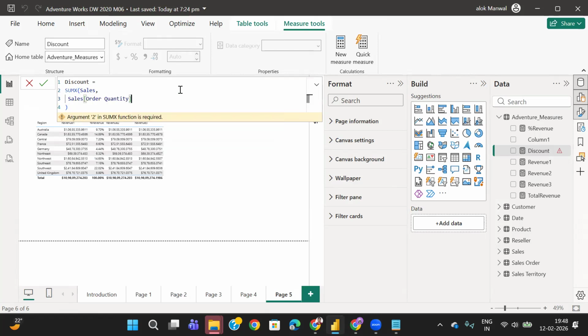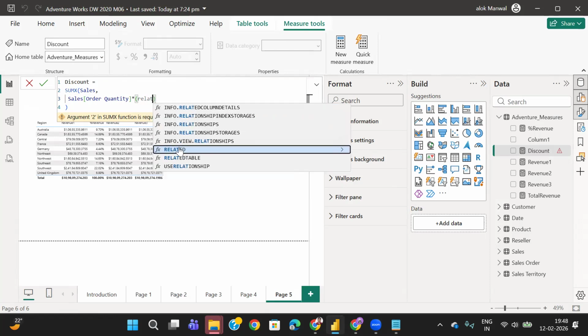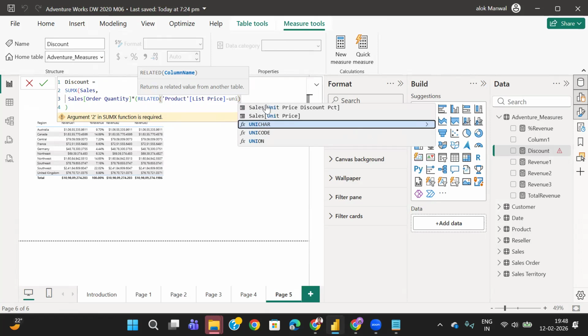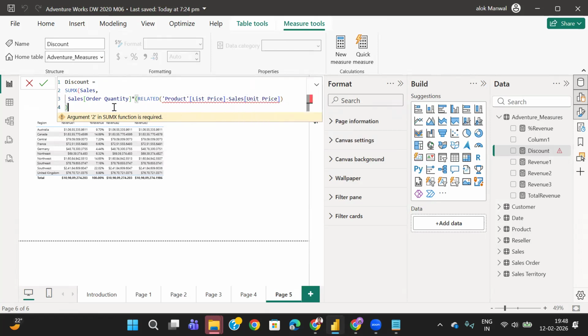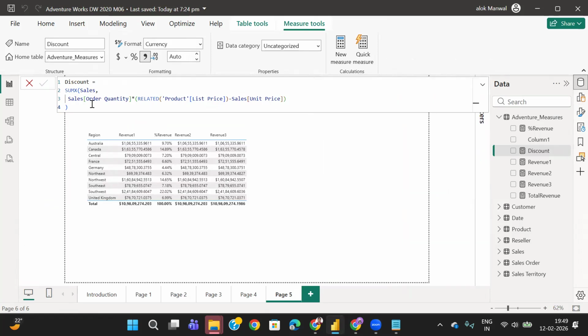Here is the order quantity that I'm going to use. Within a bracket, I'm using RELATED, and related what? My list price, which I'm going to subtract the unit price from. Okay, here it is. I need to close it first. This should give me the discount. Are you getting what I have done?